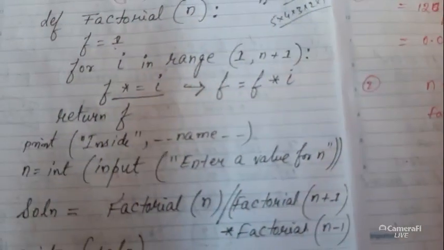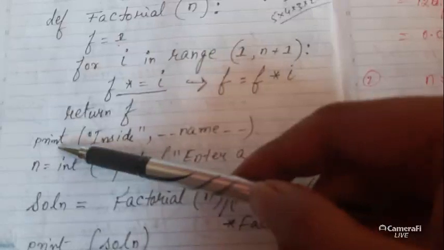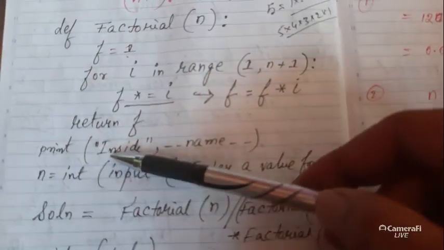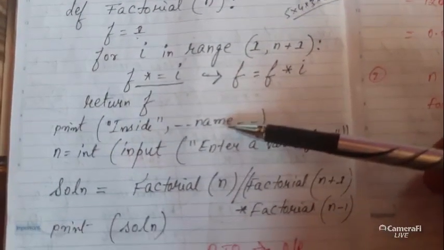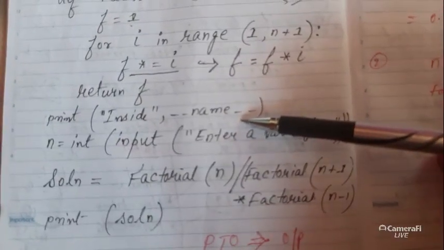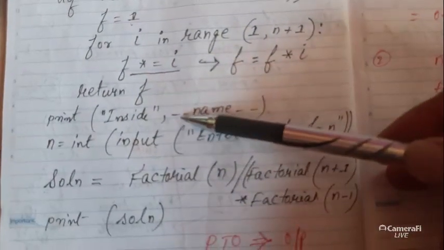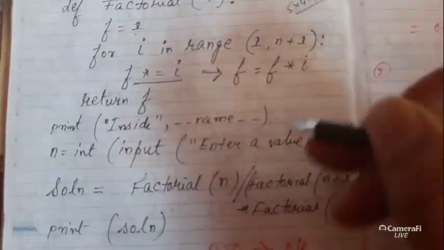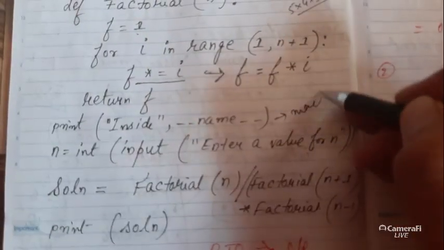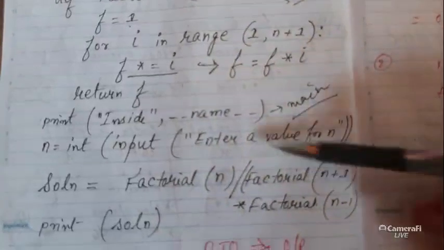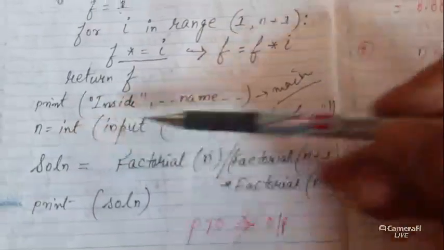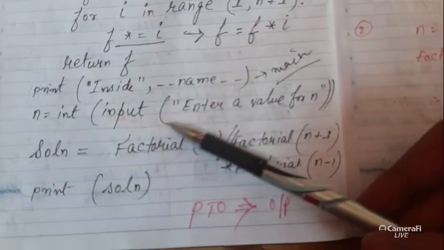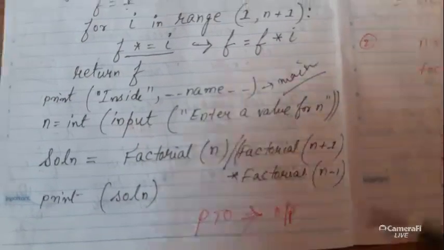So what is the method here? The method name is factorial. And yesterday we discussed that if you want to show that we are working in main, you can simply write print(__name__). It will simply print main. After that we are taking one value, n equals int(input("Enter a value for n")).